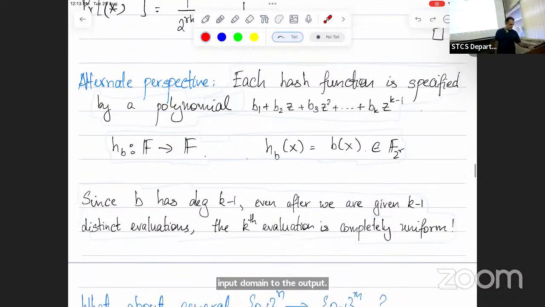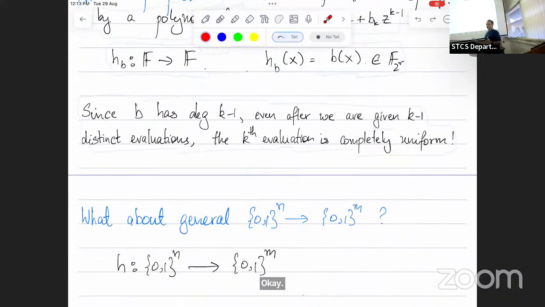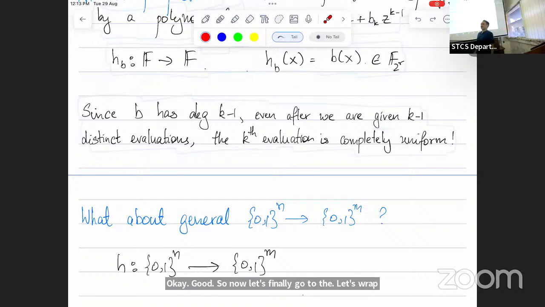Good. So now let's wrap this up, by asking: maybe my input domain and output domain are not the same. Let's say they're both powers of 2 to make it convenient. But I maybe want something from 0,1 to the n to, say, 0,1. I don't want it from 0,1 to the n to 0,1 to the n. So how do I build these sorts of functions? Given any hash family, you can always massage them to get other sorts of hash families in some simple ways.